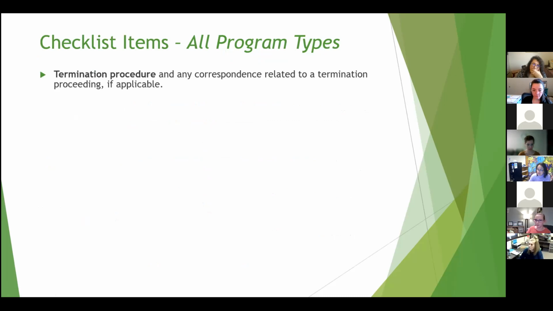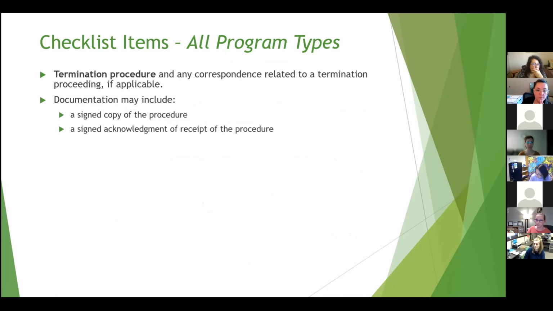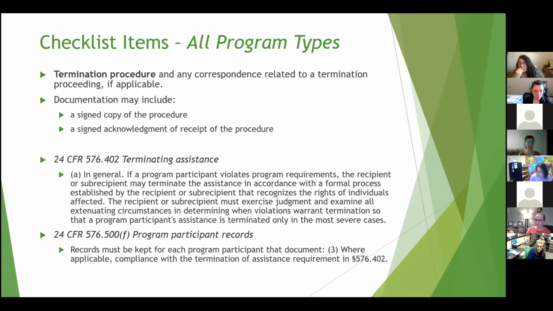So the next item is a termination procedure, and then anything related to a termination if it happens. So this is talking about involuntary terminations. There's a couple ways to document it. The most common is you can have a signed copy of the procedure itself. Often the procedure could be included in other documents like a program agreement or some type of intake form. But you can also have a signed acknowledgement of receipt of the procedure. So something that the person signs that says, I, the client, certify that I received a copy of this procedure. Either one of those would meet this requirement. And there's the statute.